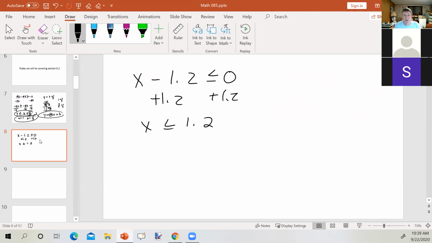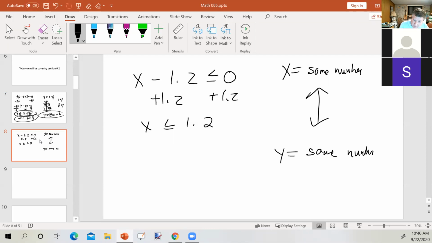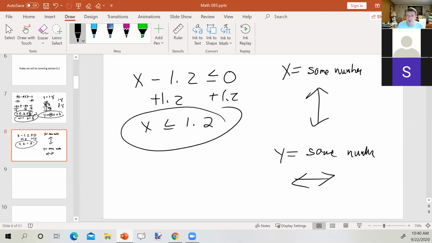Now, we talked about this yesterday, and I'll remind you, if you have an equation that's x equals some number, that's going to be a vertical line. If you've got y equals some number, that's going to be a horizontal line. So this, we're going to start out with a vertical line where x is going to be 1.2. What is y? Y isn't even in the inequality, so y can take on any value at once, and we still have an x equals 1.2.